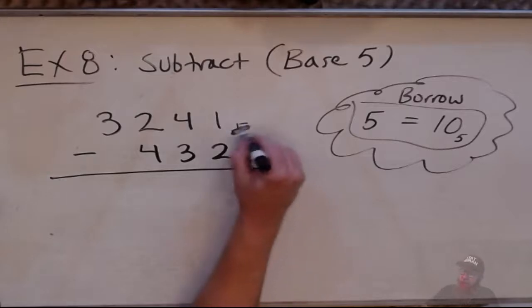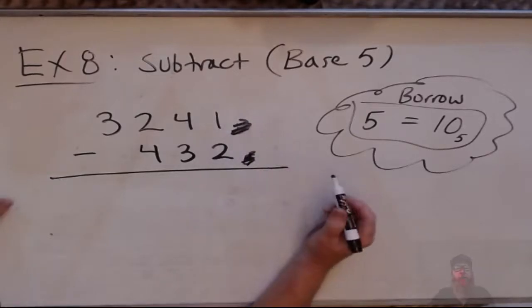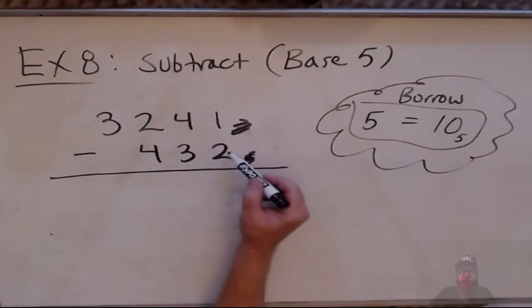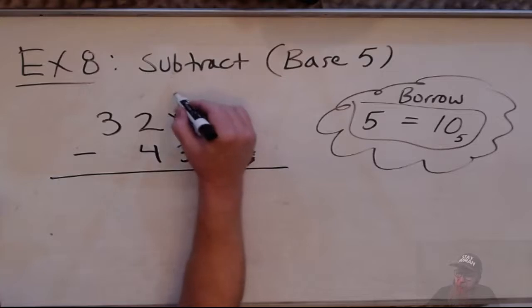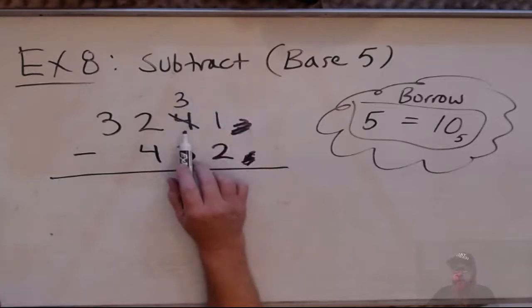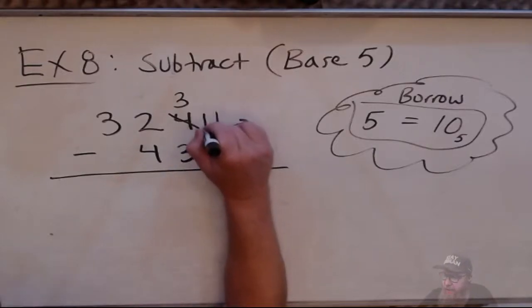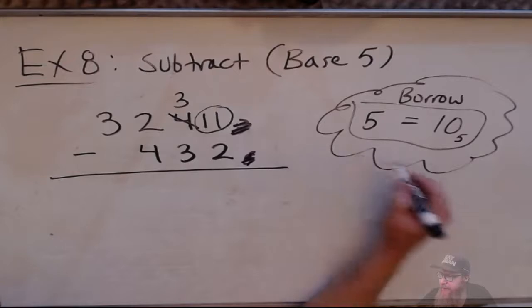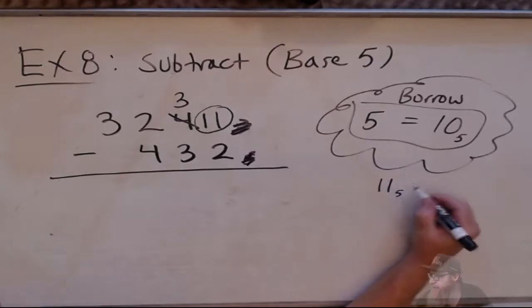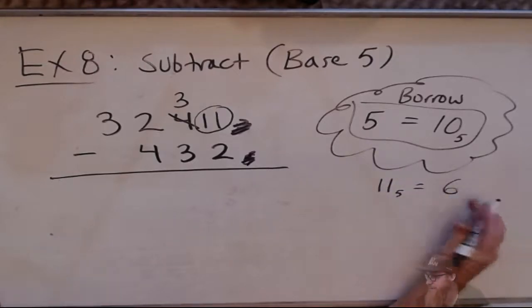And again, I'm going to cross off my base so it doesn't get in my way. All right. So I've got 1 minus 2. I'm already stuck. I can't do it. So I'm going to borrow from the neighbor. I'm borrowing a 5, but it's going to look like 11. 11 is actually 6.